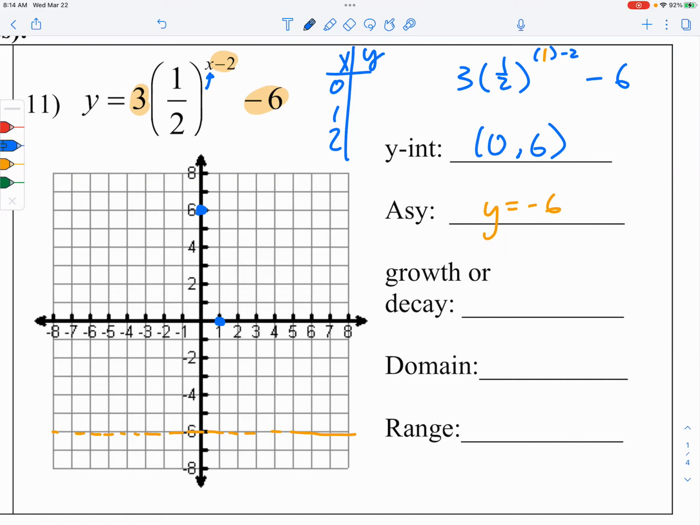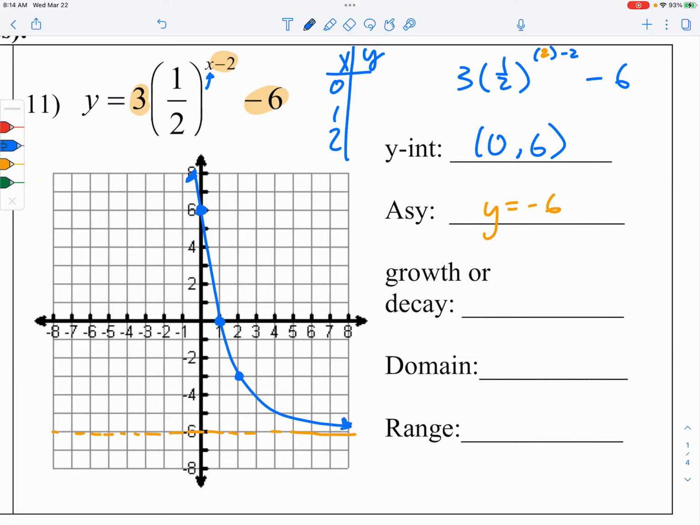And then you think about the next one. If you replace the x with the number 2, you have 1/2 to the 0 power, which is 1. 1 times 3 is 3. 3 minus 6 would be -3. Like this. So the graph you are drawing is going to be something like this.